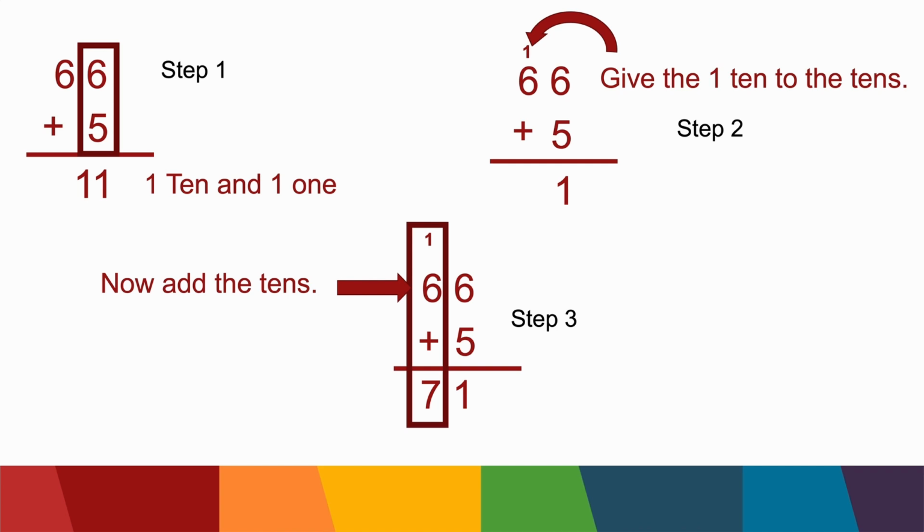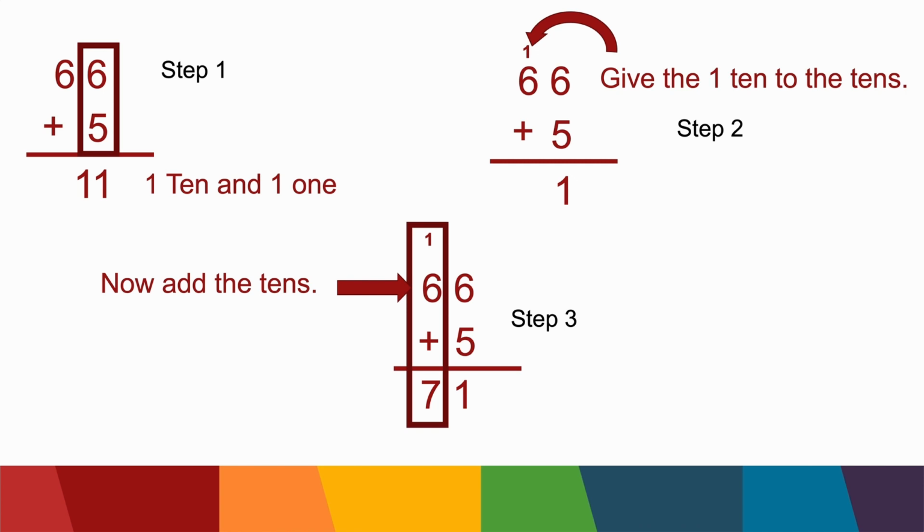66 plus 5. Step 1, we add the ones column. 6 plus 5 equals 11. 11 is 1 ten and 1 one. Step 2, we give the 1 ten to the tens and we bring down the 1.